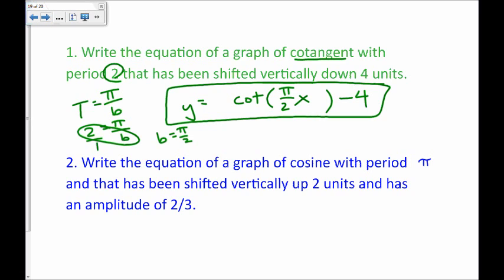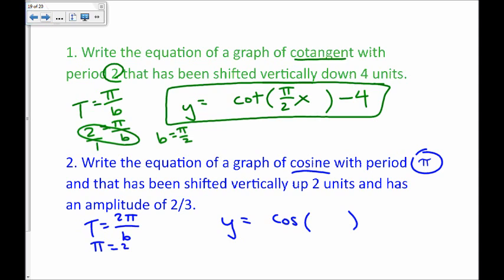Number 2, write the equation of the graph of cosine, that's our parent function, y equals cosine, with a period of pi. Now we're back to cosine, and so the period again is 2 pi over b, and our period is pi. So pi is equal to 2 pi over b. Put this over 1, I switch diagonally, and b is equal to 2 pi over pi, and the pi's cancel out, and b must be 2.